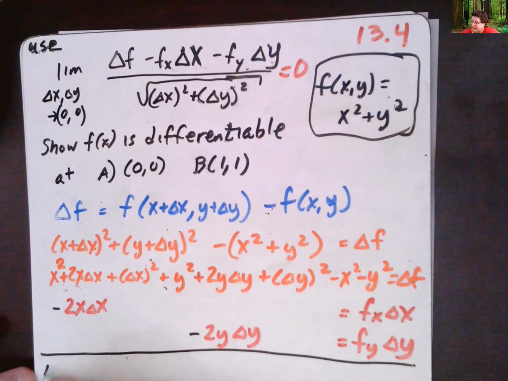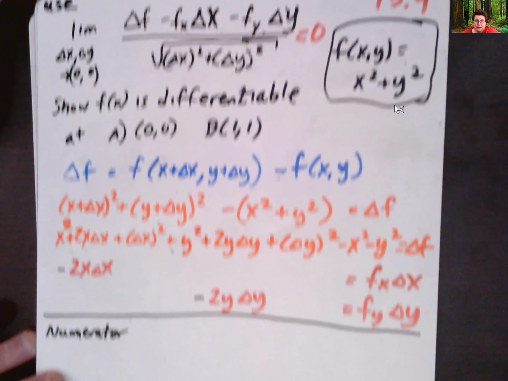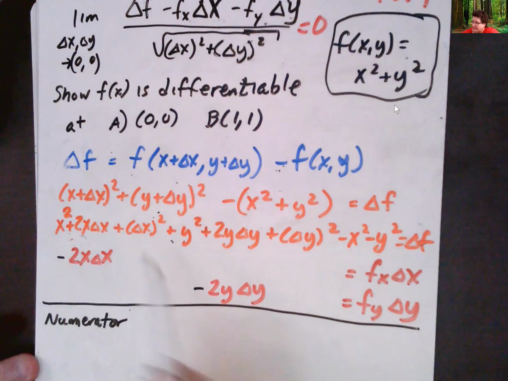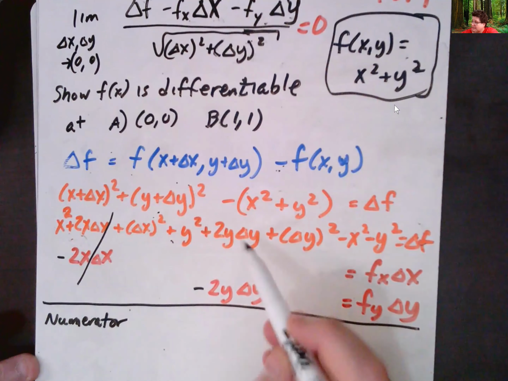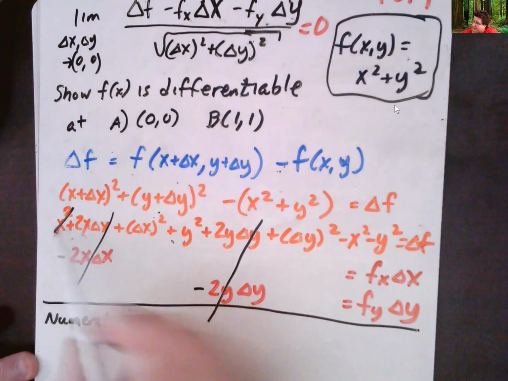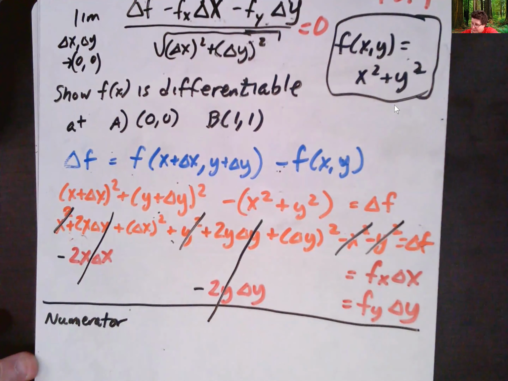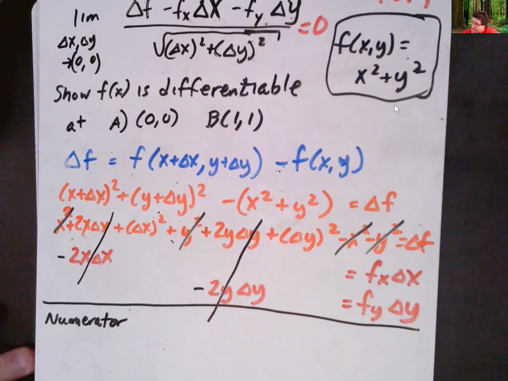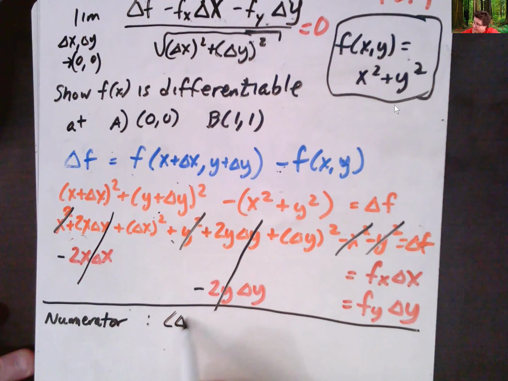So the numerator in that limit up there is, well, the 2x delta x terms cancel. The 2y delta y terms cancel. The x squared minus x squared cancel, and the y squared minus y squared cancels. So our numerator is just delta x squared and delta y squared, right?